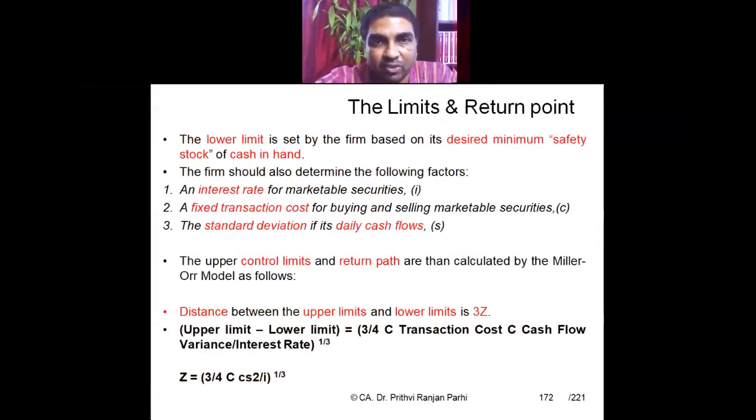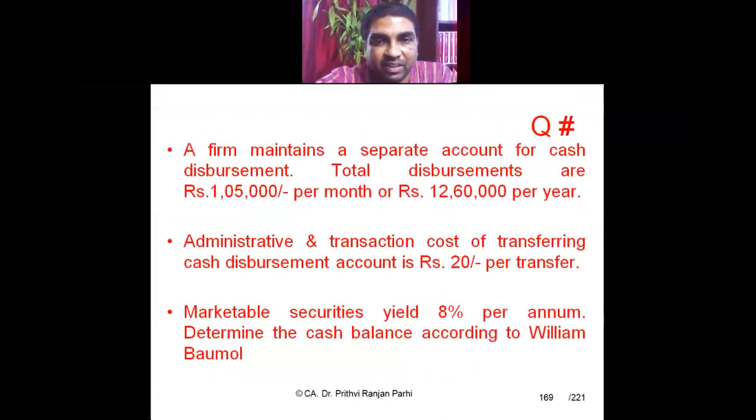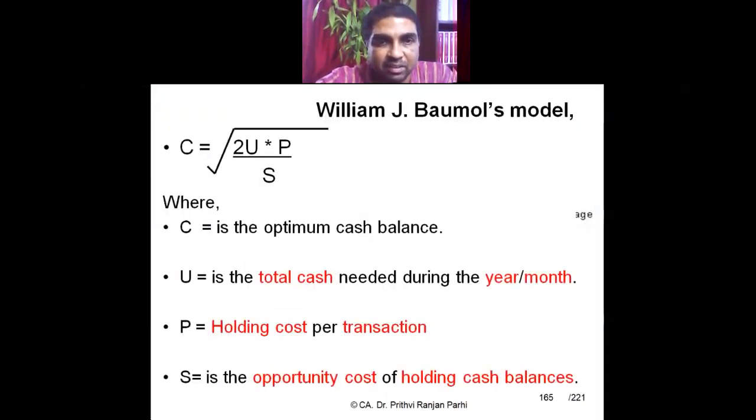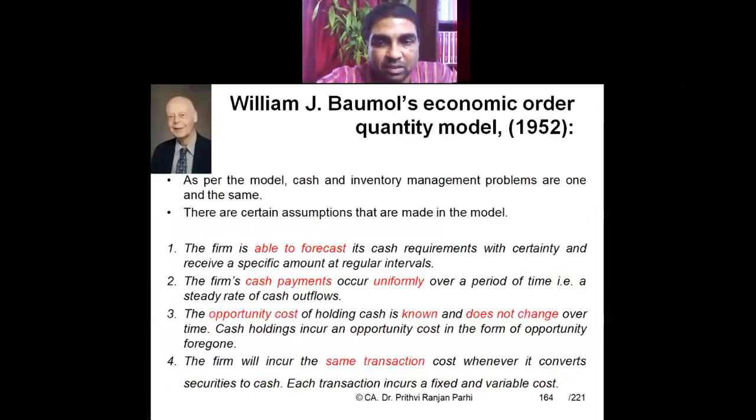William Baumol's model, slide 155. The fourth last point, the last line. It says the firm will incur the same transaction cost, meaning the transaction cost is constant.